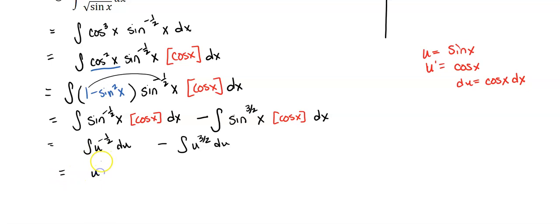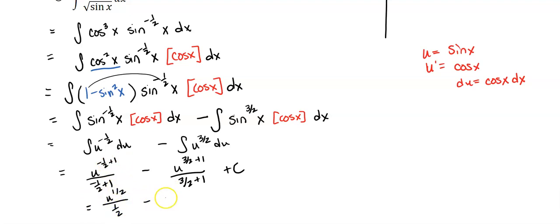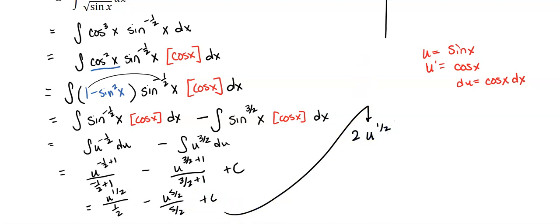So we'll have u to the negative 1/2 plus 1 over negative 1/2 plus 1 minus u to the 3/2 plus 1 over 3/2 plus 1, all plus c, which gives us, let's see, we'll have u to the 1/2 over 1/2 minus u to the 5/2 over 5/2, all plus c. And then coming up here, that gives me 2 times u to the 1/2. I'm not going to change that to the square root of u since we're going to be plugging a sine into it. Minus 2/5 u to the 5/2, all plus c.